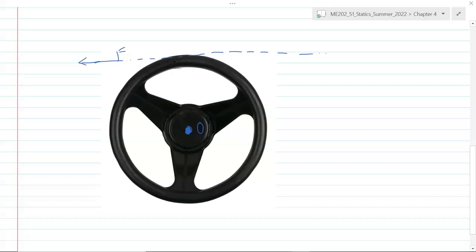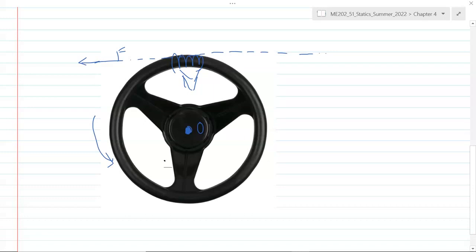And now visualize that if you grip this steering wheel with your hand like this, and if you apply the force in this direction, what will be the direction of rotation of steering wheel? This is clearly the case of counterclockwise rotation. So this force results in counterclockwise moment or positive moment about point O.